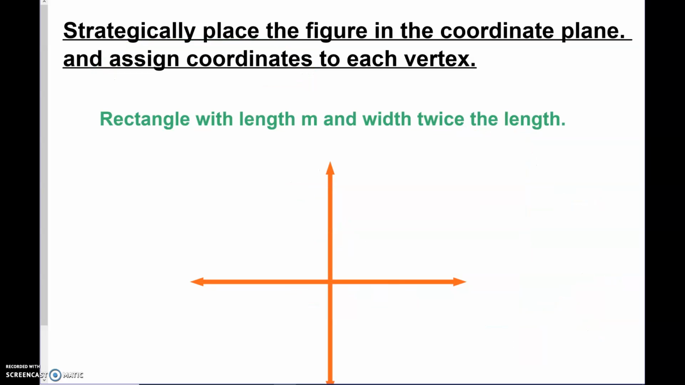So strategically place the figure and assign coordinates. Make sure you're assigning the coordinates to each vertex. That's what kids sometimes forget to do on the test. The next one is a rectangle with length M and the width twice the length. Go ahead and give this a try and see what you get, and then come back and see what I got.